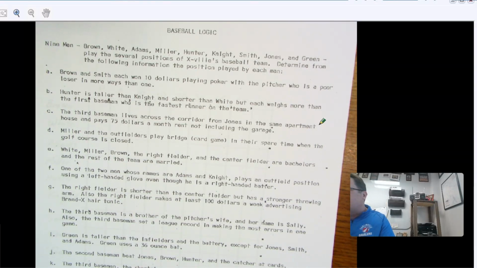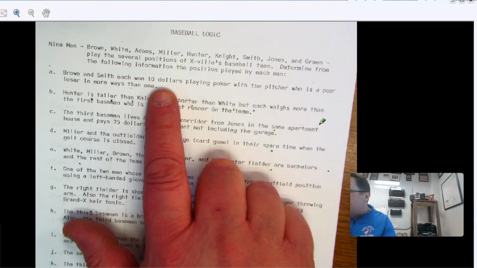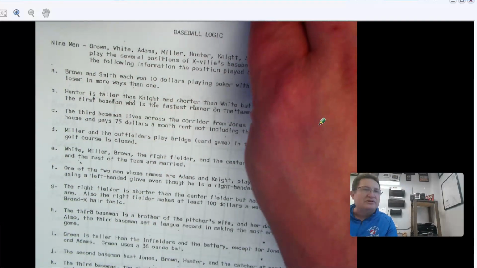And they tell you that there's 9 players on this baseball team. They give you their last names, and they play the different positions on a baseball team. And then it's like a logic puzzle. You're trying to figure out which player plays which position. And so it's just sort of, again, a thinker. And for example, it says Brown and Smith each won $10 playing poker with the pitcher, who is a poor loser in more ways than one.